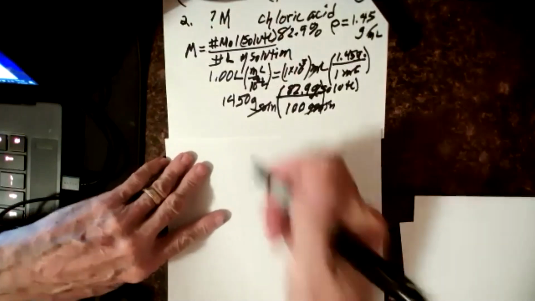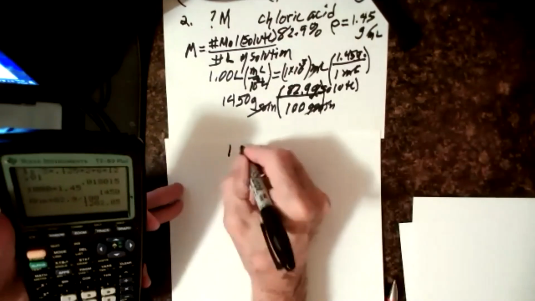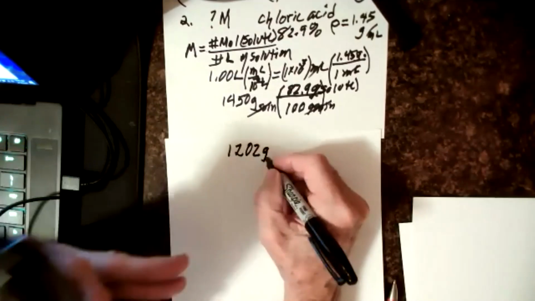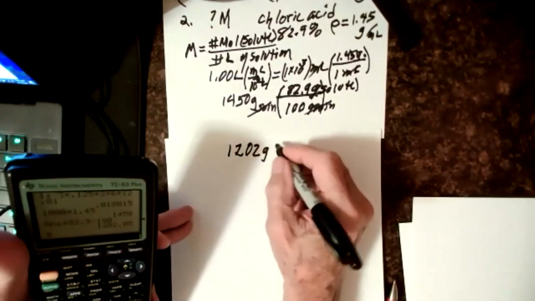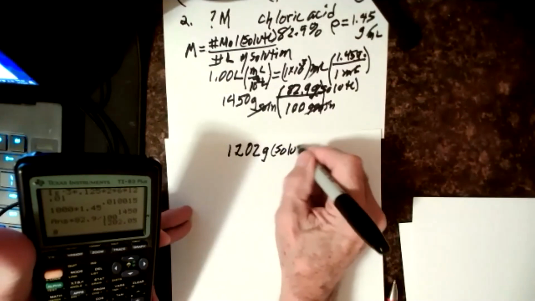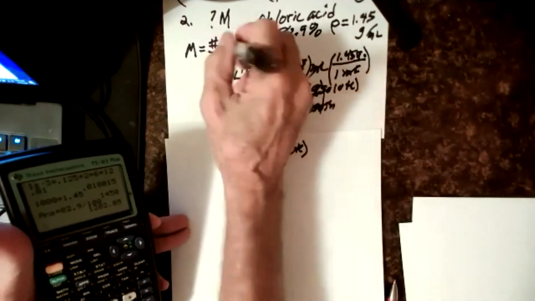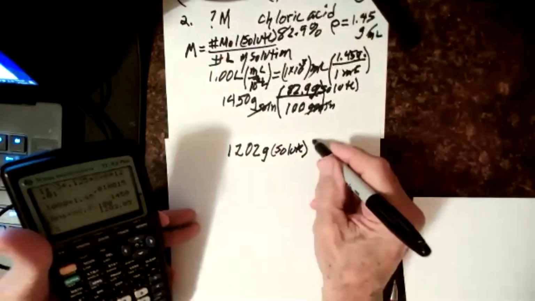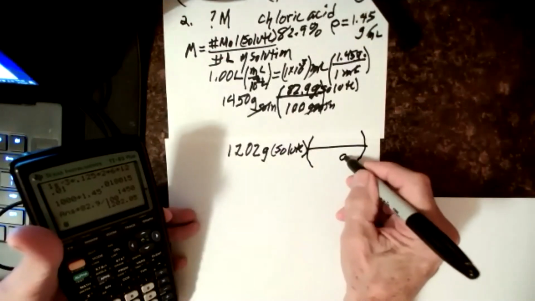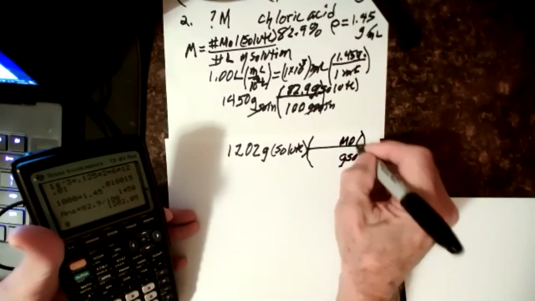Now, the number I got was 1202 grams, 1202.05 grams of the solute. Well, I don't want grams of solute, I want moles of solute. So I've got to convert from grams of solute to moles of solute.